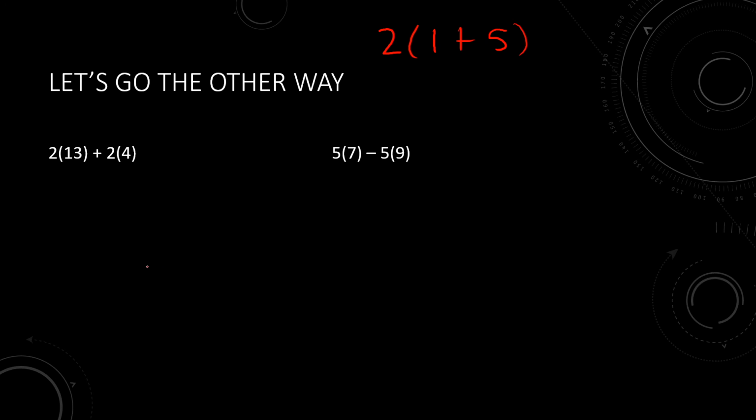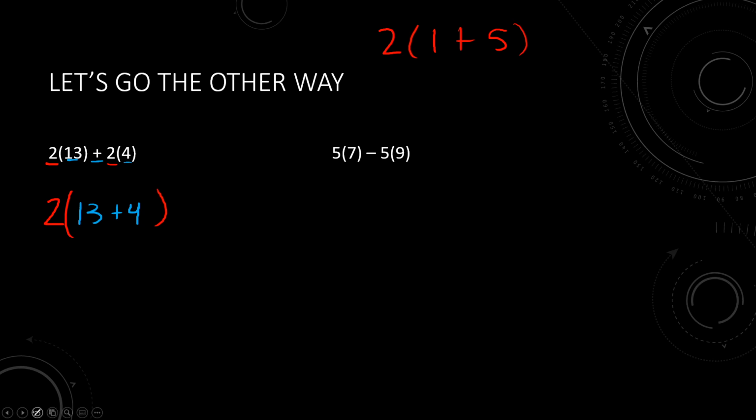And the way that we do this is we need to see, well, what number is the same that's being multiplied to both of these. And if I look at the first one, the 2 is the same in both. So 2 is what's going to go on the outside of my parentheses. And then what's going to go on the inside of my parentheses is what is left. And what is left here is this 13, a plus sign, and a 4. Just like that.